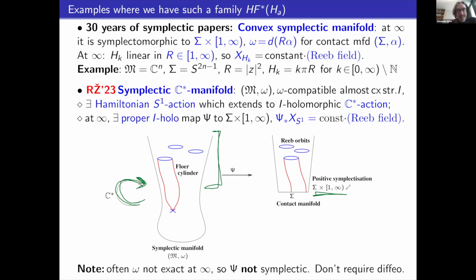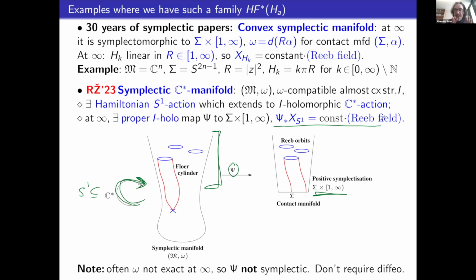But what we do assume is that we have the C star action, of which the S1 acts in a Hamiltonian way, and I assume that this map psi is holomorphic with respect to compatible choices of almost complex structures. And so these two assumptions together. And I also assume that the map sends the S1 vector field to the red vector field.